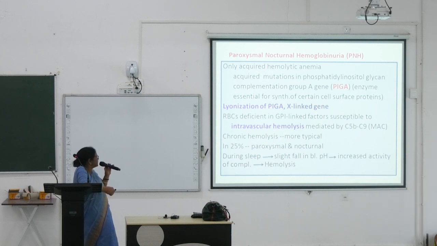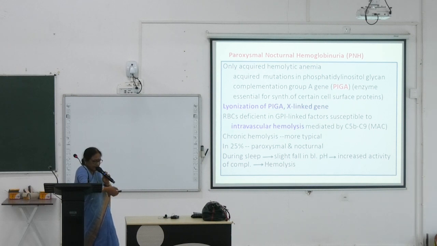Although we say paroxysmal nocturnal hemoglobinuria, in most cases there is chronic hemolysis and it is not nocturnal, but in 25% of cases it is paroxysmal and nocturnal. Why paroxysmal and nocturnal?